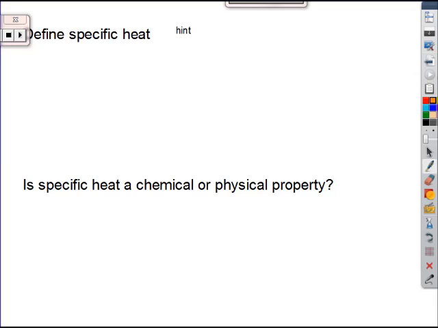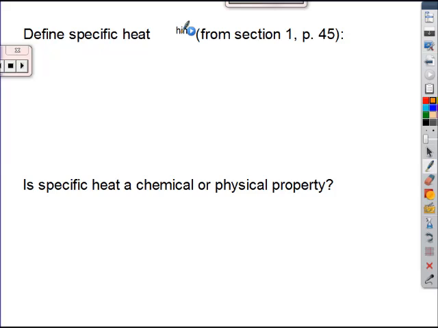The first thing we want to talk about is actually defining specific heat. Now, we talked about this in the first section. If you look in your books on page 45, you could find the definition. Do you see it there, Lane? The quantity of heat required to raise a unit mass of homogeneous material 1 Kelvin or 1 degree Celsius in a specific way, given constant pressure and volume. Okay, great. So you can look that up in your textbooks and you can write that down.